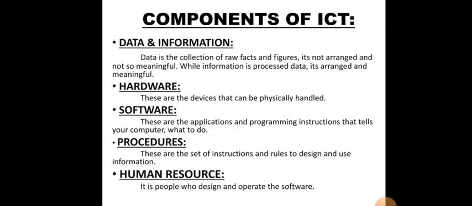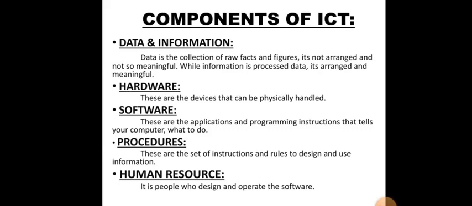The second component is the hardware. Hardware is the physical parts of machinery that we can touch, for example, the keyboard, mouse, printer, etc. The third component is the software. Software is the application and programming instructions that tell your computer what to do. Software enables you to use a computer for things such as playing games, writing an essay, or listening to music.